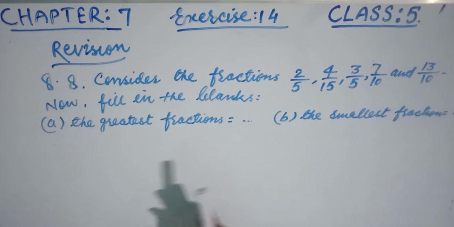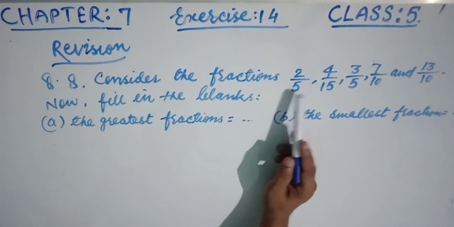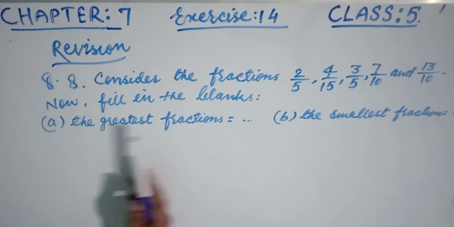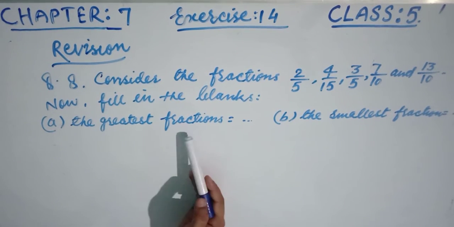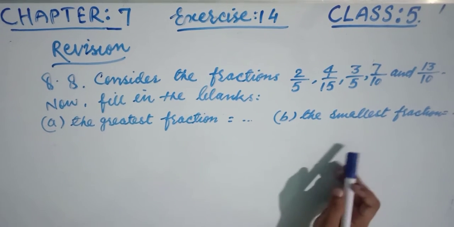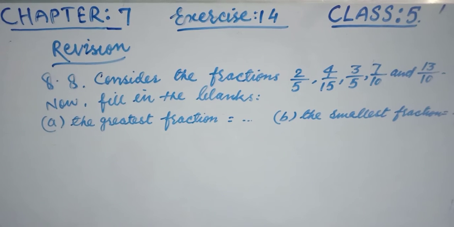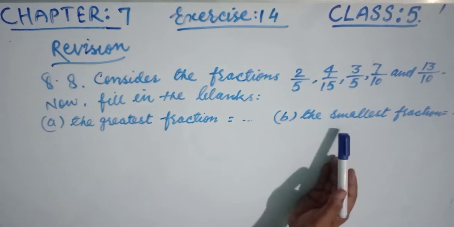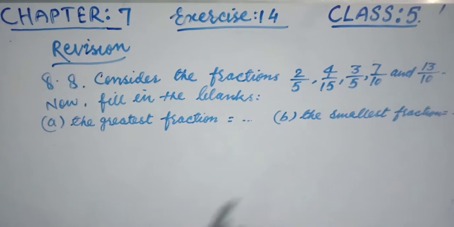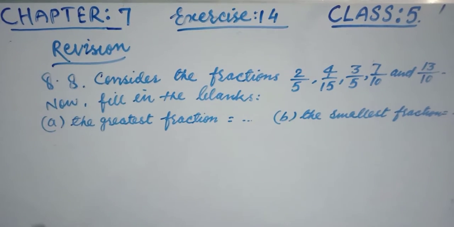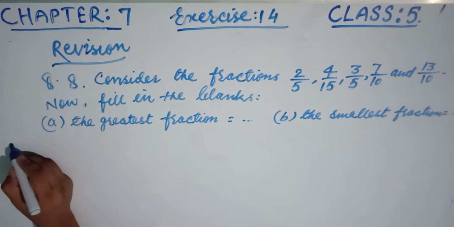Question number 8. Consider the fractions 2 by 5, 4 by 15, 3 by 5, 7 by 10 and 13 by 10. Now fill in the blanks. A, the greatest fraction, and B, the smallest fraction. So friends, we have to pick from these given fractions the smallest and the greatest. Now see friends, first write the solution.